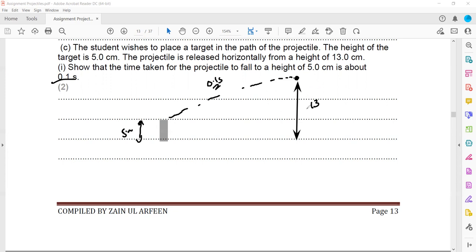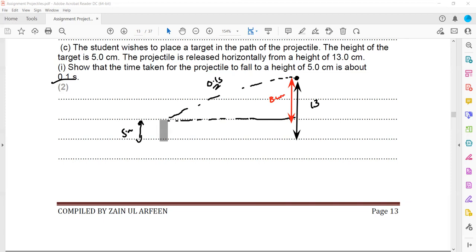So what is the change in the height? Because we always take how much change in the height is there. If the total is 13 and this is 5, what height is changed for the projectile when it is launched from an overall height of 13? So the change in height will be 13 minus 5, which is equal to 8. So we have to show that to cover 8 centimeter height, it took only 0.1 seconds.